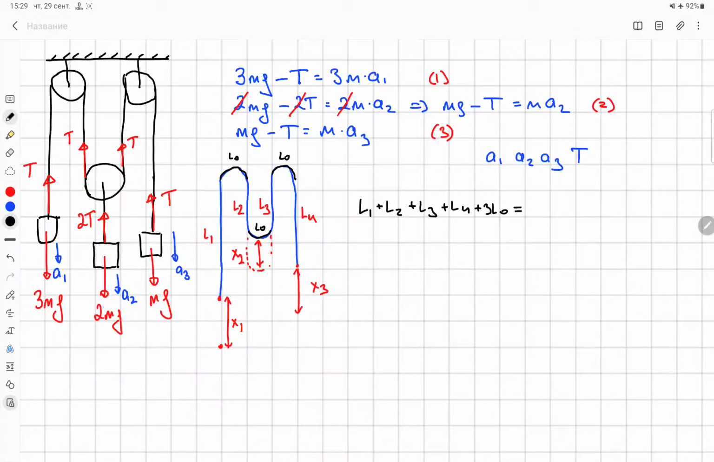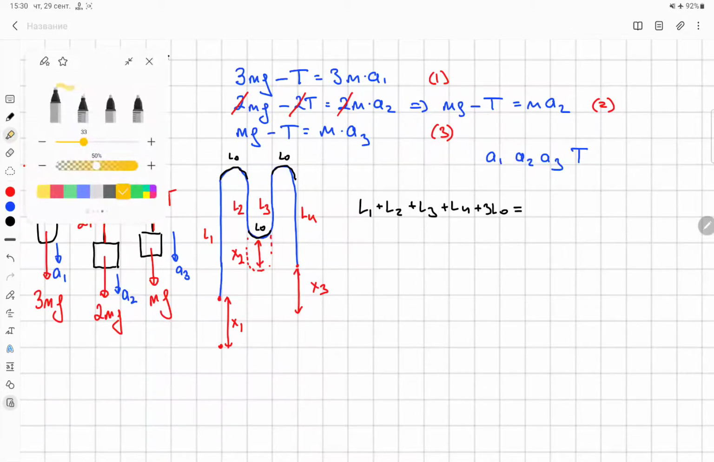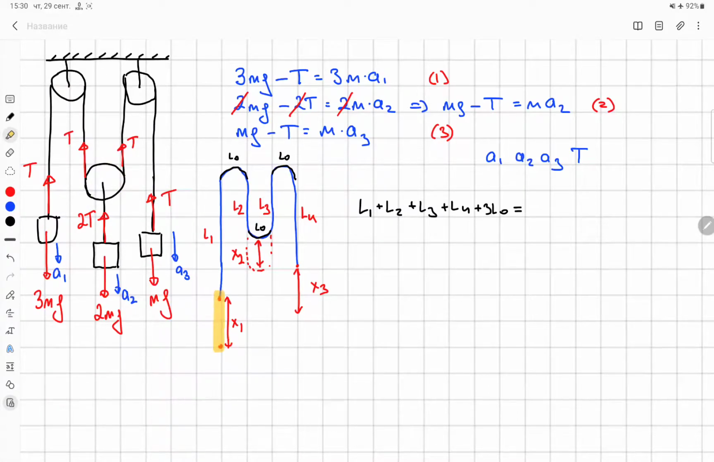Now let's write the new length of the rope by taking into account x1, x2, x3, which are the distances that the objects move. So this will be the new length of the rope, basically. Let me use a different color. This is the new position of the rope. It starts from here.